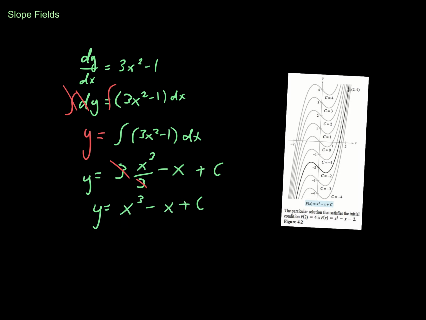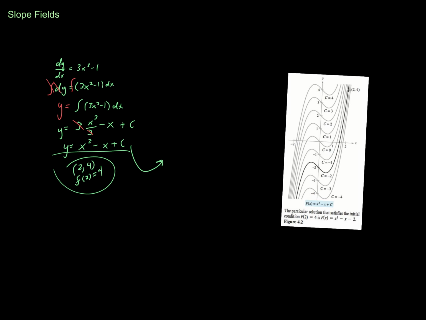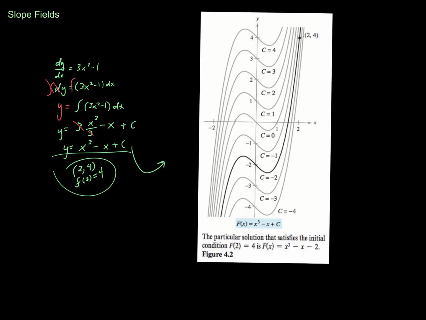Then I gave you a point, say (2, 4), which I think was given in function notation. Either way, we know that x is 2 and y is 4, so what we did was we plugged it in, and voila, what we got was this function right here. We got f of x equals x cubed minus x minus 2.